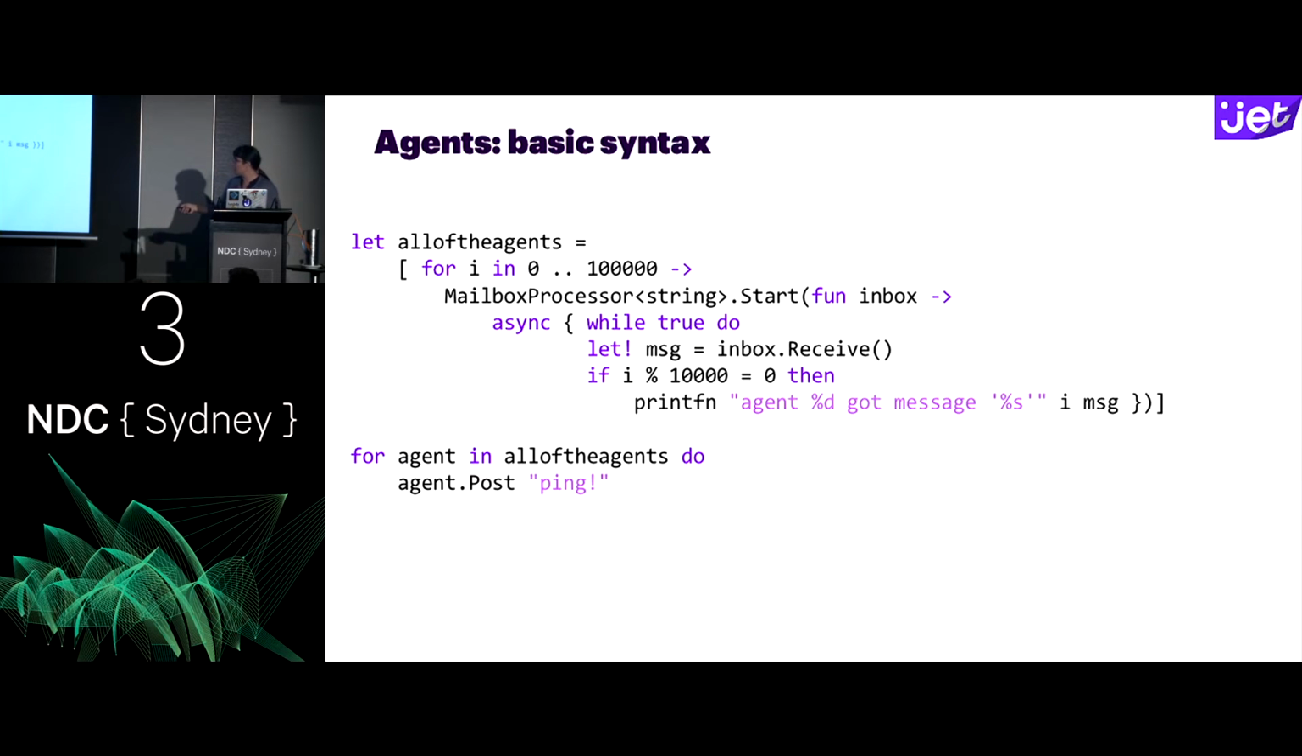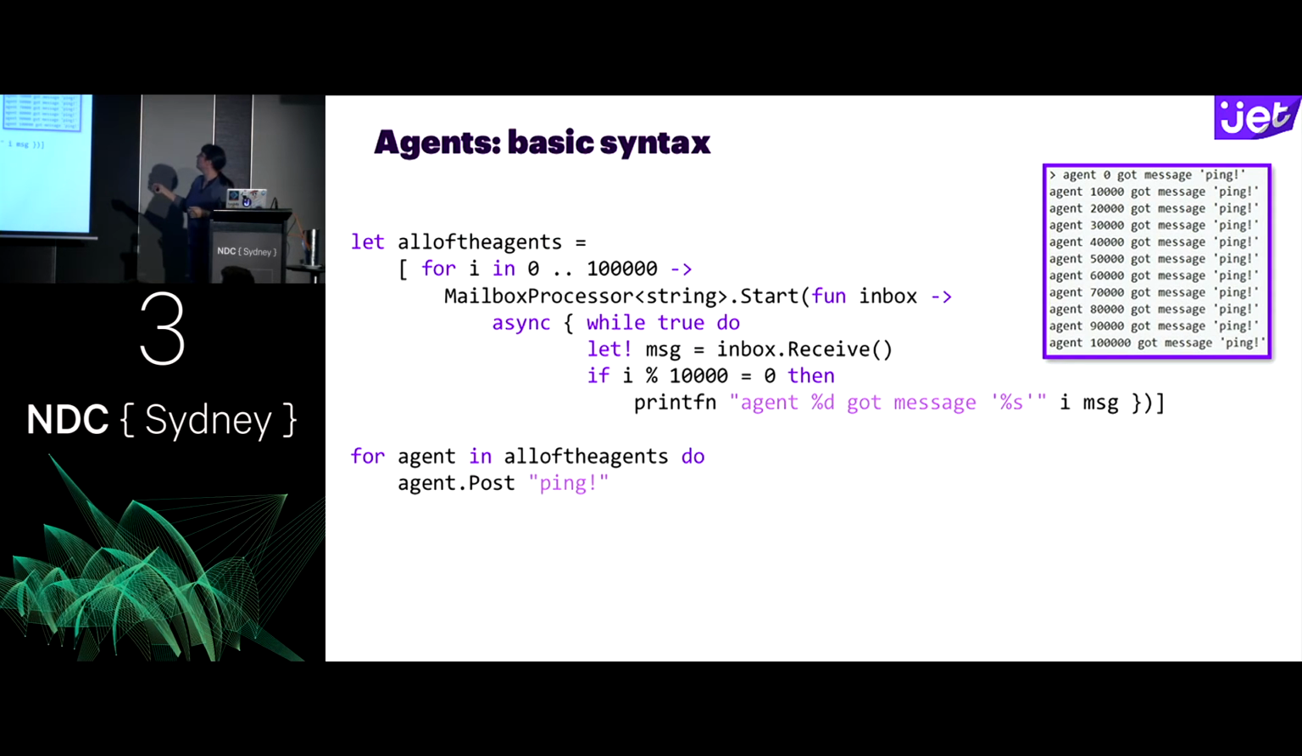And then to actually post, for each agent in all of these agents, do an agent.post. So agent here is the actual address of this agent, the telephone number that we're posting to. And then the output will look something like this. These don't necessarily come in order. I've run this code sometimes and had 60,000 and 70,000 messed up. The other thing about agents is they're very, very lightweight. I can run this code and spin up 100,000 of them on my laptop. They're not threads, so they are much more lightweight.